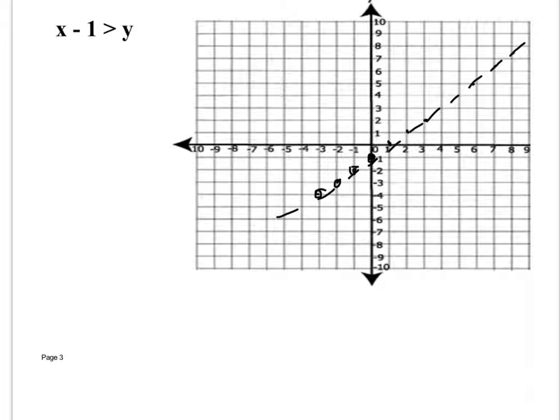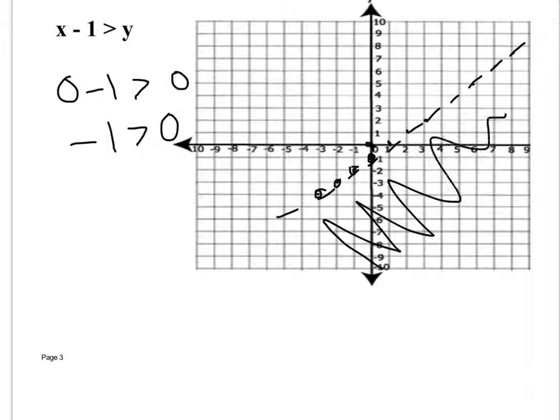Now, let's pick a point. What point do you want to put in there? 0, 0. It's easy, right? 0 minus 1 is greater than 0. Is that a true statement? Is negative 1 greater than 0? No. So what side do I shade? Right. The right side, the other side.